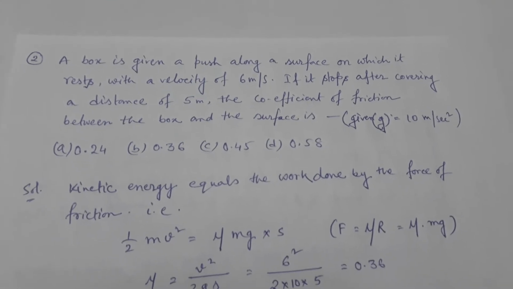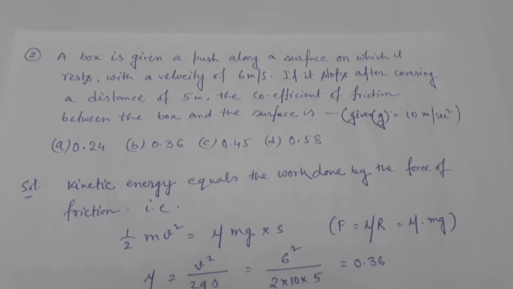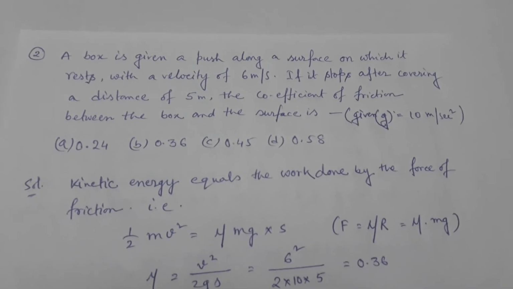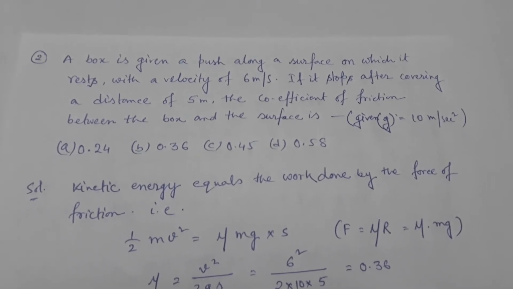A box is given a push along a surface on which it rests with a velocity of 6 meters per second.